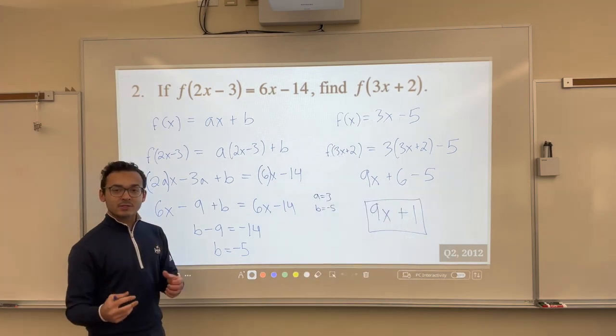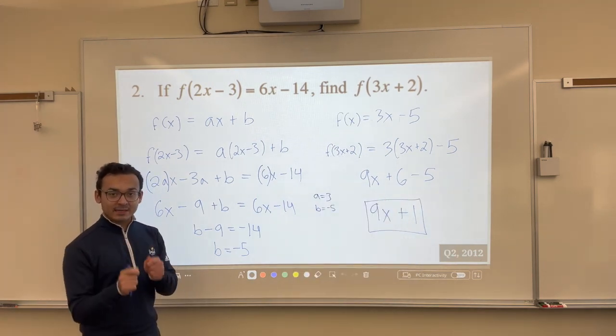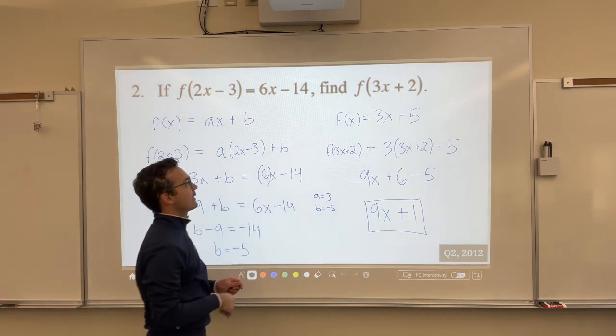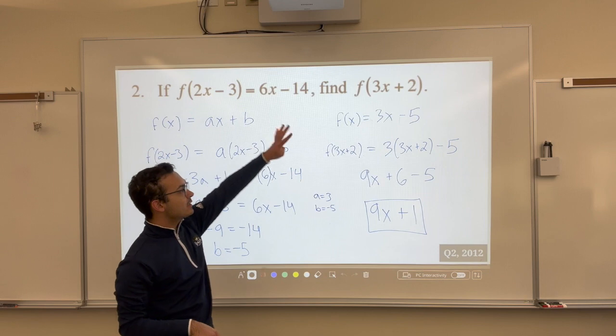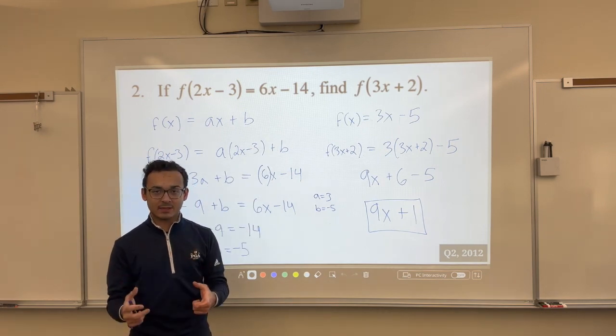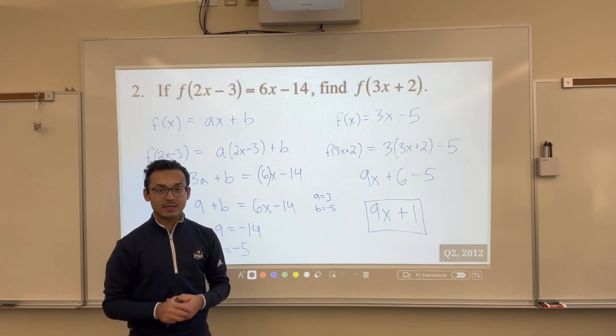So in problems like these, remember, find f of x first, and then find what they're asking you to, okay? So don't go straight from this to this. There is an intermediary step, and that would be to find f of x. All right, let's move on to the next problem.